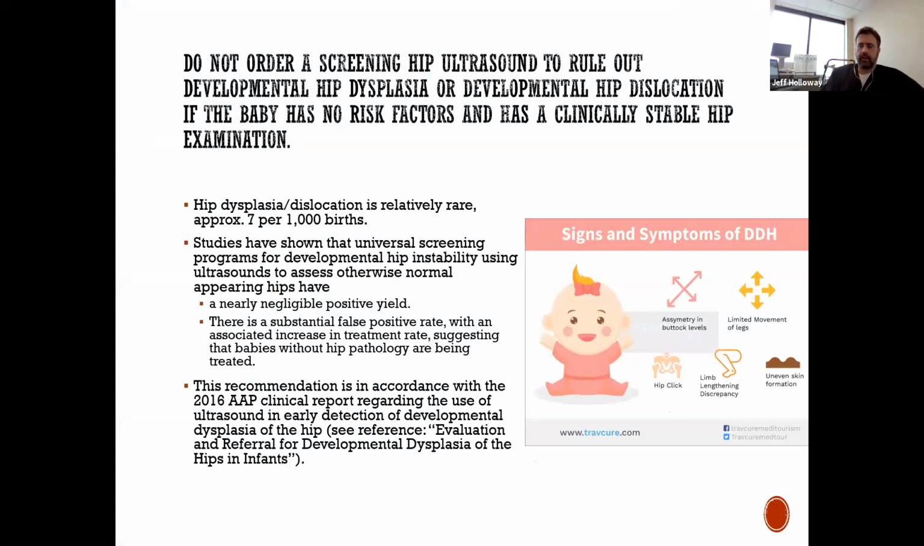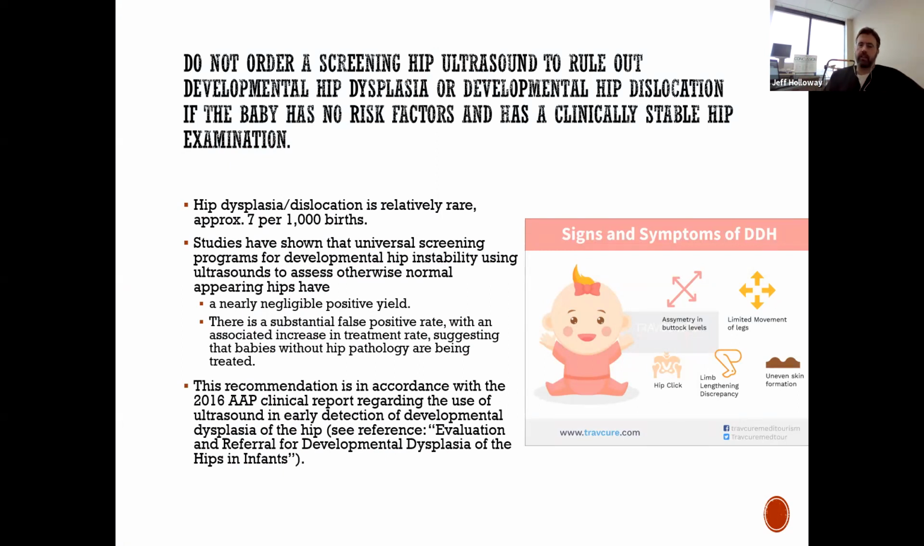The one thing is, this came out of a paper that was talking about all the stuff that we need to not do basically in orthopedics, and this was not ordering a screening hip ultrasound to rule out hip dysplasia if you have no risk factors and clinically stable. This is where people were getting into that, like, I'll get a hip ultrasound just in case, because they felt a little off.